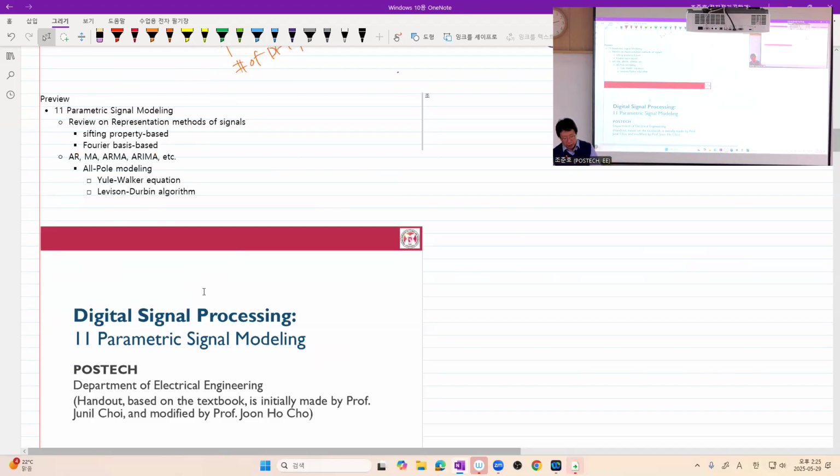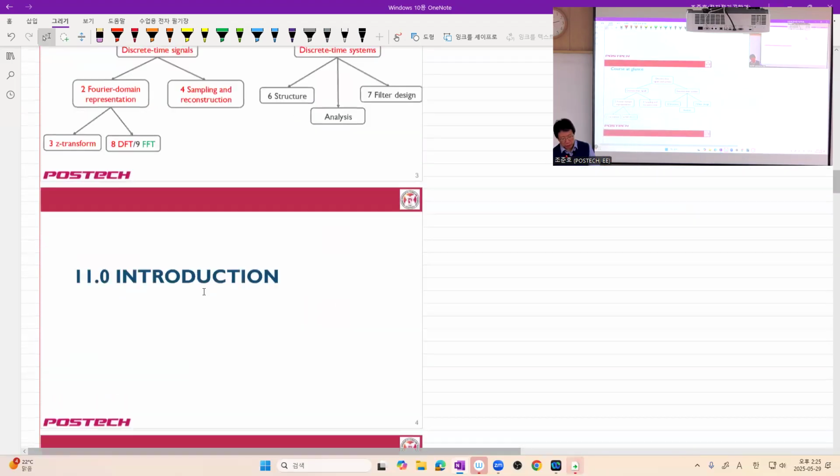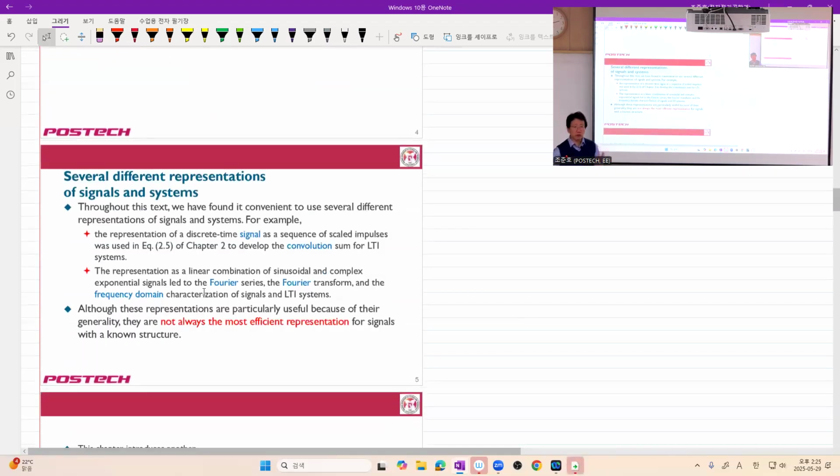But let's see. So here, in the introduction of the textbook, the authors review what we've studied so far. So here is the mother course, Signals and Systems. And here is the discourse, Introduction to Discrete Time Signal Processing. And we have discrete time signals and systems.